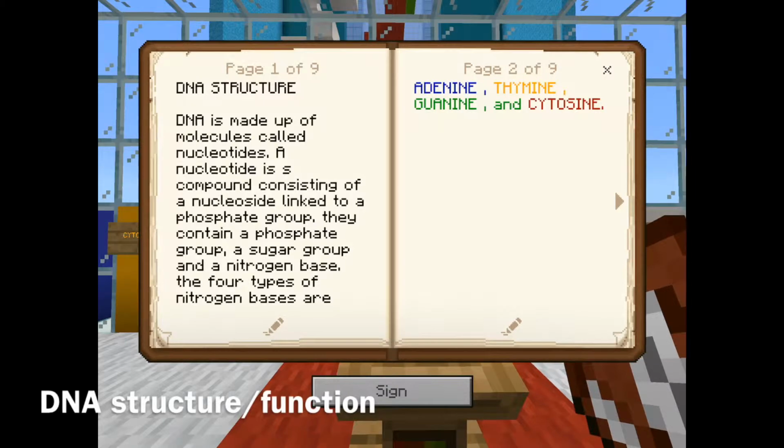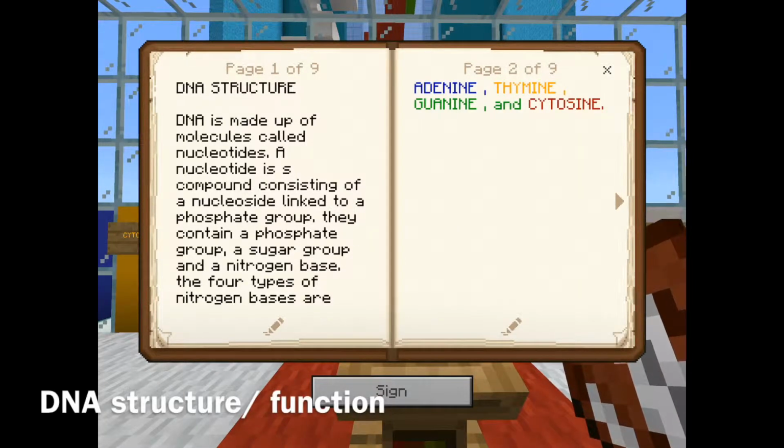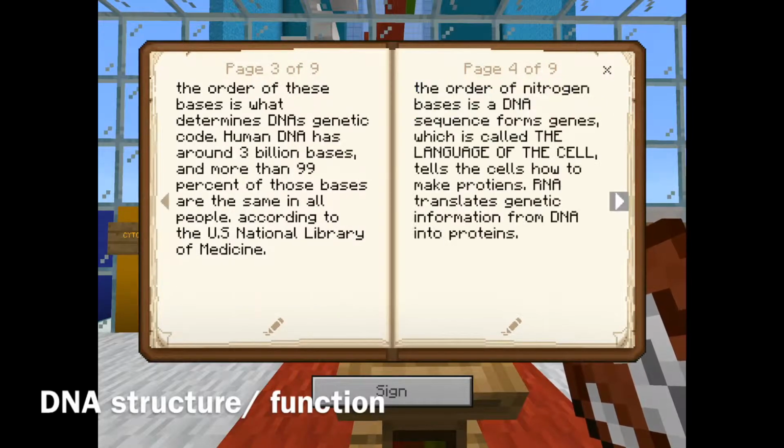DNA structure. DNA is made up of molecules called nucleotides. A nucleotide is a compound consisting of a nucleoside linked to a phosphate group. They contain a phosphate group, a sugar group, and a nitrogen base. The four types of nitrogen bases are adenine, thymine, guanine, and cytosine. The order of these bases is what determines DNA's genetic code.